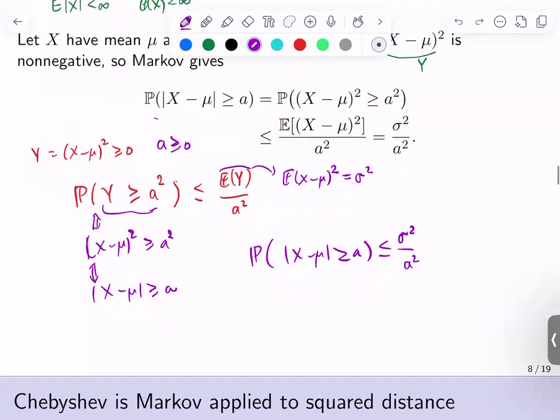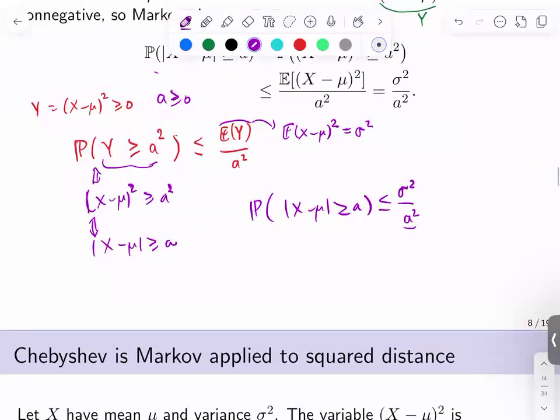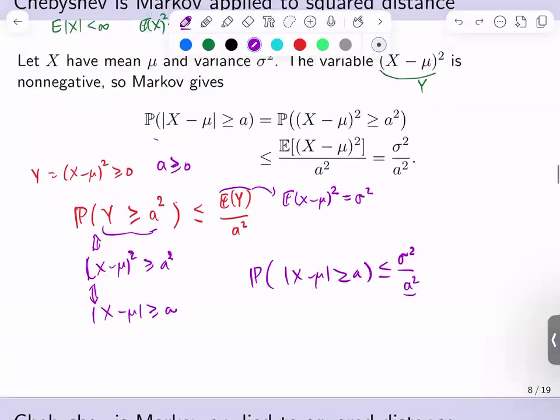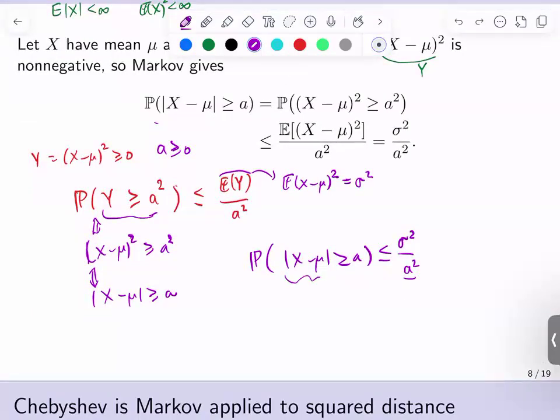And you can see it's better in a sense because it's divided by a squared. This was divided by a. So for example, if the mean was 10 and |x minus 10| is bigger than 50, this would be variance divided by a squared. So if the variance is small, this is going to be much smaller. In general, it goes down like 1 over a squared, which is faster than 1 over a. So that's the Chebyshev inequality. It holds for any random variable. It characterizes the deviations around the mean in absolute value, which would be a non-negative variable.